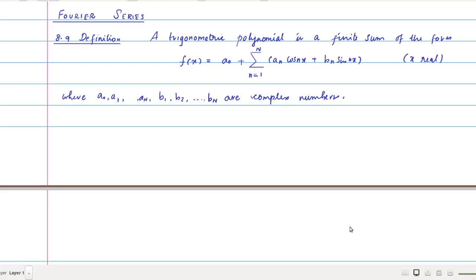Hi all. Today we discuss Fourier series. This is the last topic of our syllabus. First we start with the definition 8.9.